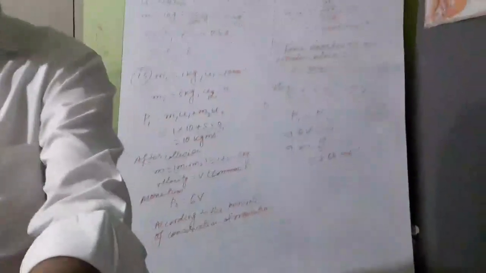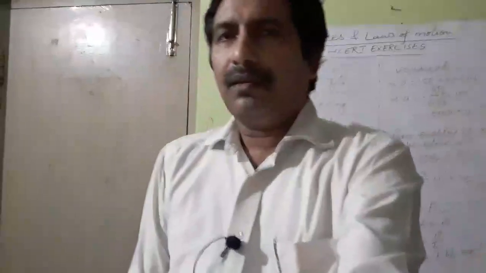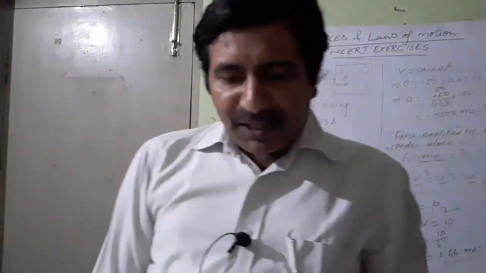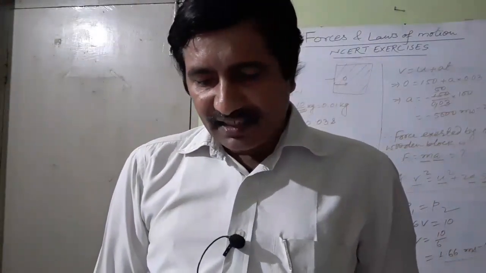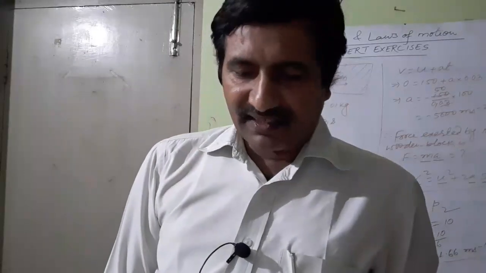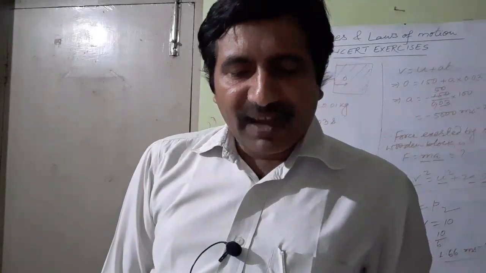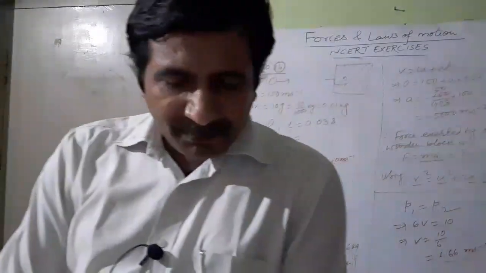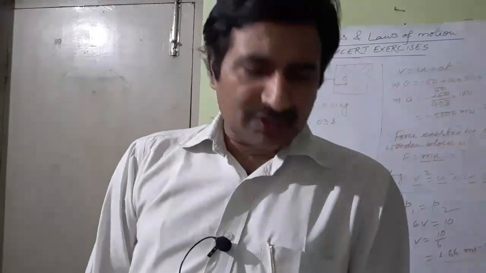Now let us discuss question number 16. You can see this. An object of mass 100 kg is accelerated uniformly from a velocity of 5 meter per second to 8 meter per second in 6 seconds. Calculate the initial and final momentum of the object. You have initial and final velocity and the mass of the object. So you can calculate the initial and final momentum by multiplying mass and velocity. You already know this, so you can solve this question yourself.